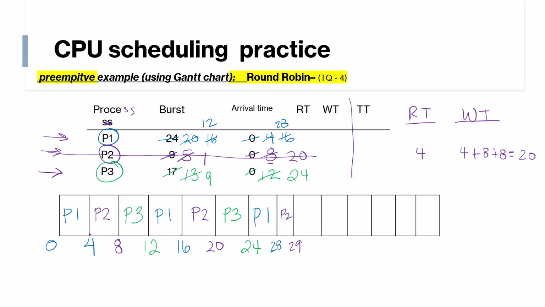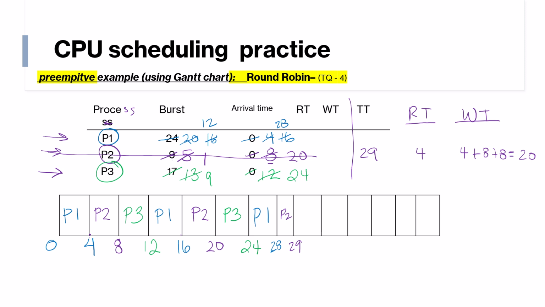P2's turnaround time is 29. You can double check P2's turnaround by adding up the total wait time plus the CPU, which is 9. And so the turnaround time is going to be 29.